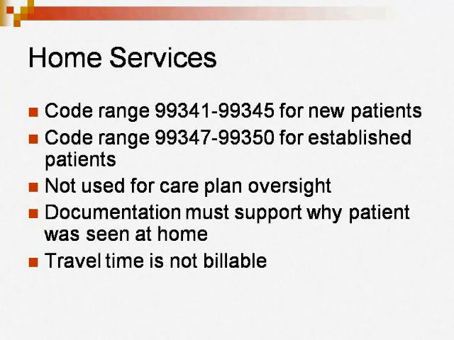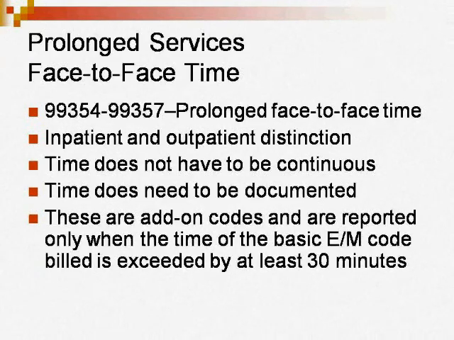Home services are for services provided at the patient's private residence. They are also determined by whether the patient is new or established, and the provider must document why the patient was seen at home. Prolonged services are add-on codes. These codes must be used with the basic EM code, and they are used when the basic EM code time has been exceeded by at least 30 minutes. If it is less than 30 minutes, you cannot report a prolonged service code.